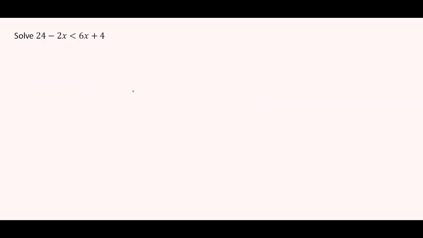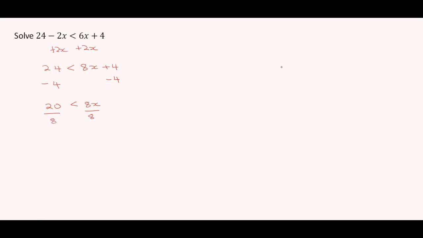So x is greater than or equal to 3. And then a final example, we have 24 minus 2x less than 6x plus 4. So I'm going to add 2x to both sides first. So 24 is less than 8x plus 4. Now we subtract 4 from both sides. So we have 20 is less than 8x. Now we divide both sides by 8.